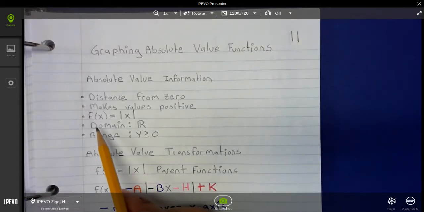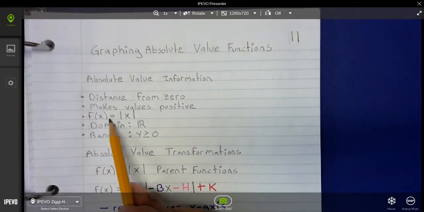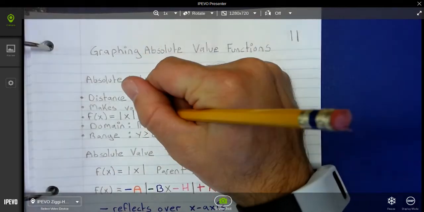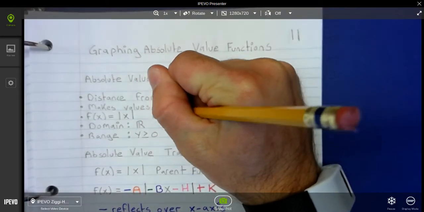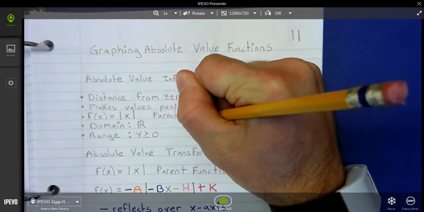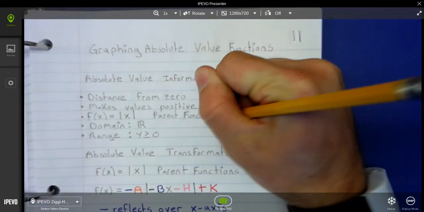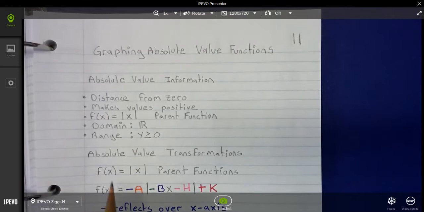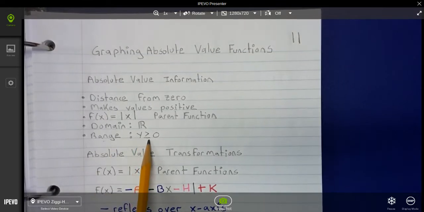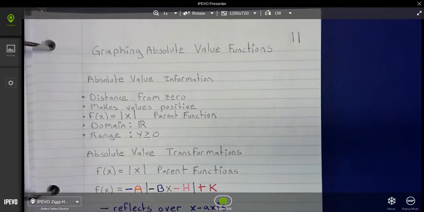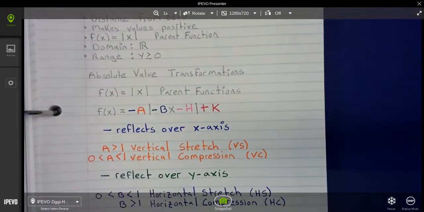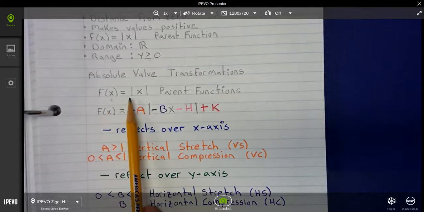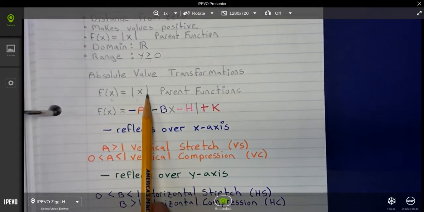Now the parent function is f(x) equals the absolute value of x, and so we can write parent function next to that. The domain of the parent function is all real numbers, and the range is y greater than or equal to 0. Because we're talking about transformations, I'm hoping that you realize these notes are going to work for all the functions. First off, a reminder that the parent function is f(x) equals the absolute value of x. These symbols right here mean absolute value.